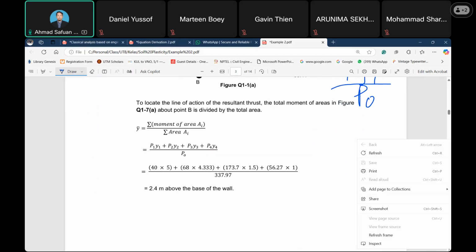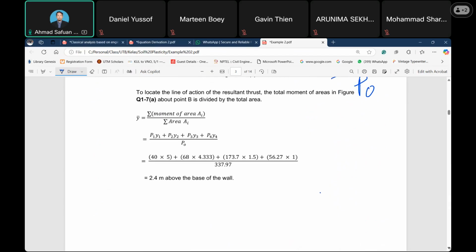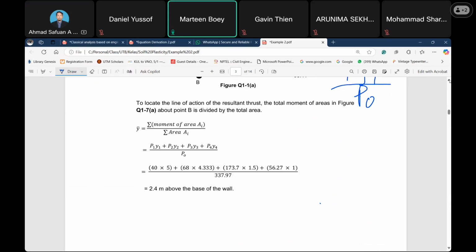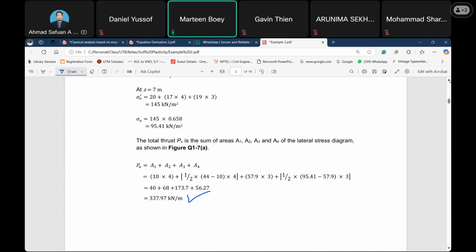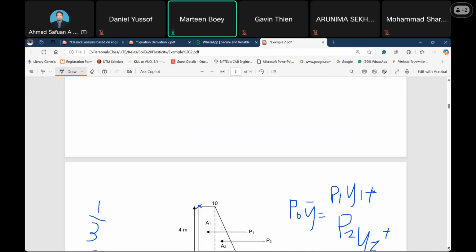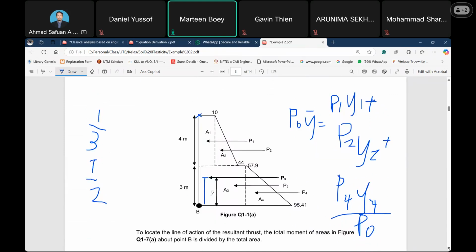For the first example, before we go to the second. Sir. Yes, Martin. Regardless of whether we use A as our datum, the surface, we will still have the same answer, right? Just that the value of the height will be different for each area. Yes. All right.